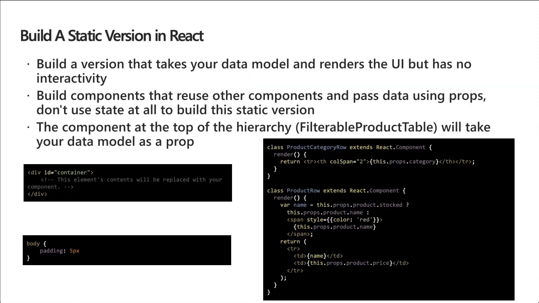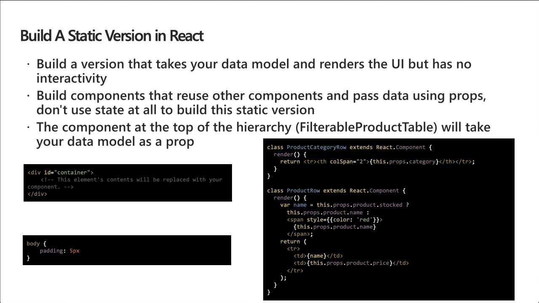Now that you've got your component hierarchy, it's time to start implementing your app. The easiest way to do this is to build a version that takes your data model and renders the UI, but has no interactivity. It's best to decouple these processes because building a static version requires a lot of typing and no thinking, and adding interactivity requires a lot of thinking, but not a lot of typing. You're going to see why.